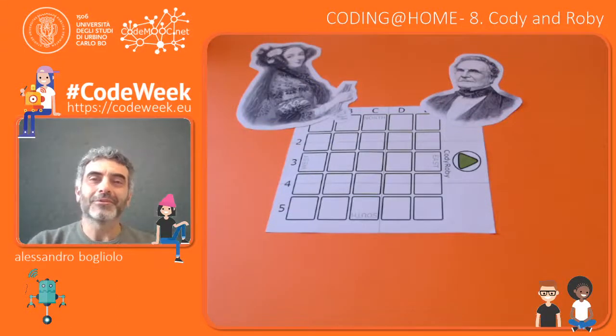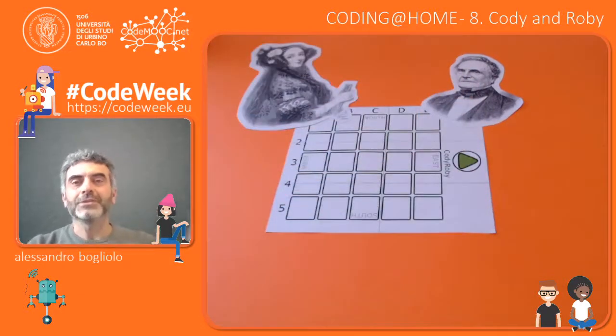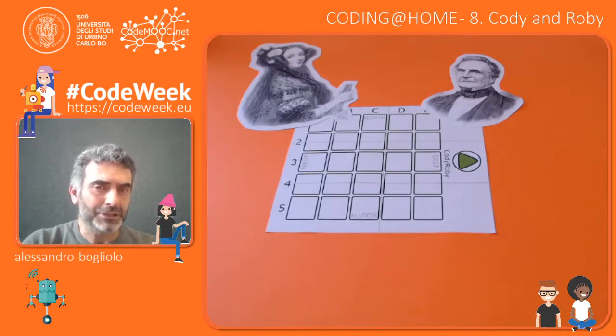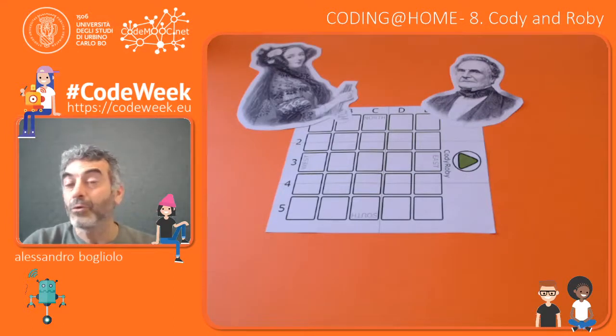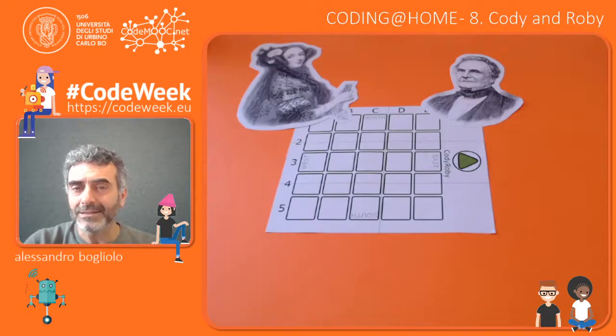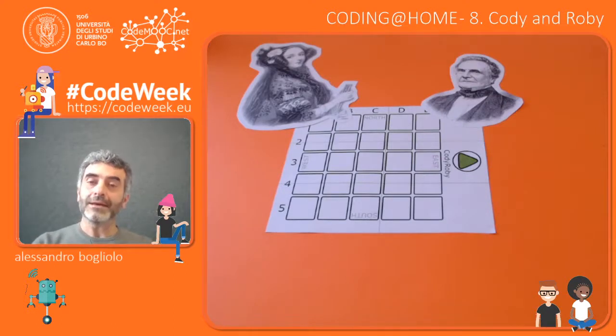Today I'm introducing Cody and Roby, starting from Ada and Charles, the two mathematicians that we met last time. Charles was not only a mathematician but also an inventor, and he invented the analytical engine, a universal computer able to make any kind of computation, provided that someone else, in particular Ada in this case, gave the machine the instructions in order to guide the machine to make the computation.